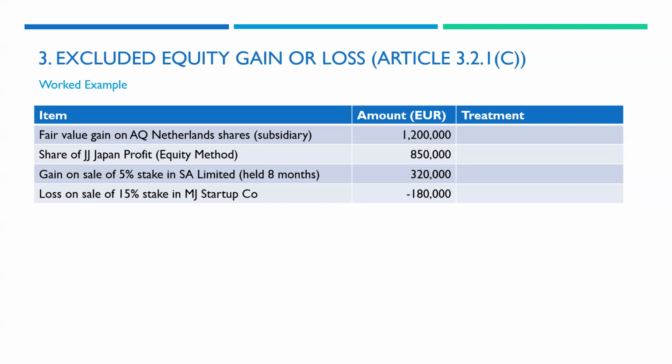Now, fourth one, loss on sale of 15% stake in MJ Startup Co. This I should not exclude, so that loss will remain like that because it is not a portfolio investment. Yes or no? I have more than 10%. Any doubts?